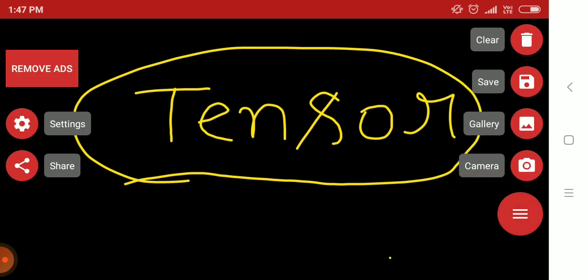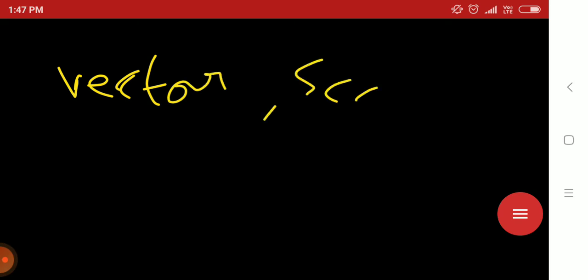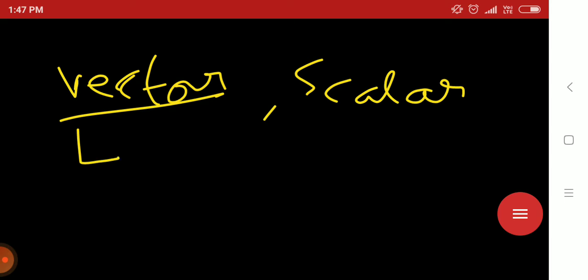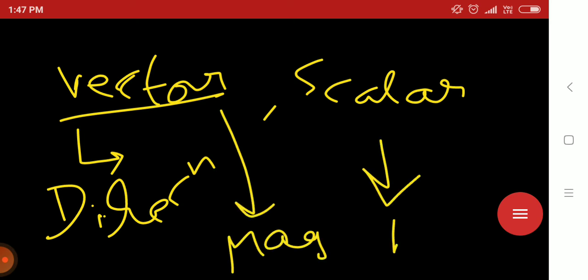First of all, you should be clear about what a tensor is. We all know vector, we all know scalar. What we know about a vector is that it has direction and it has magnitude, and what we know about a scalar is that it has only magnitude. But you should ask, then what is a tensor? So let's discuss.